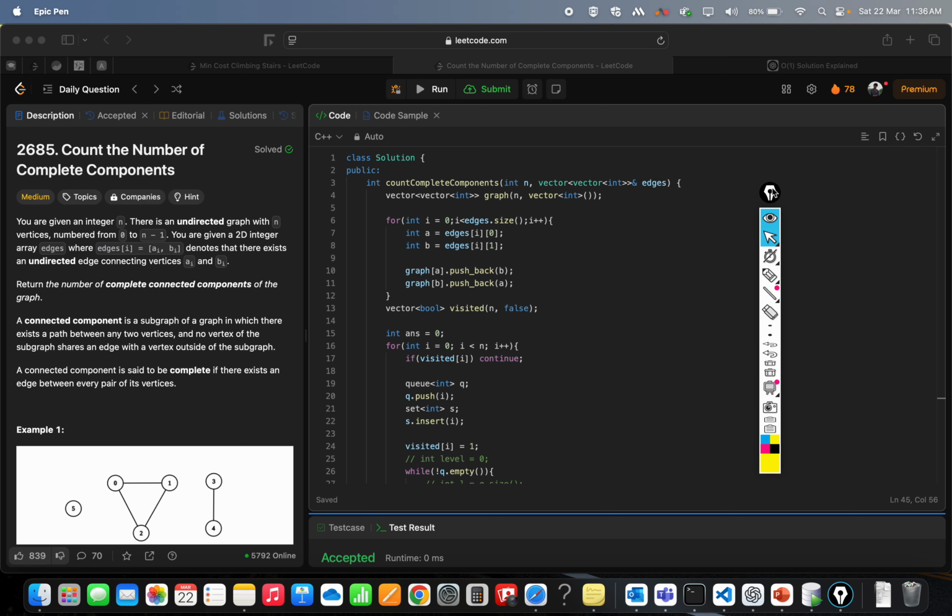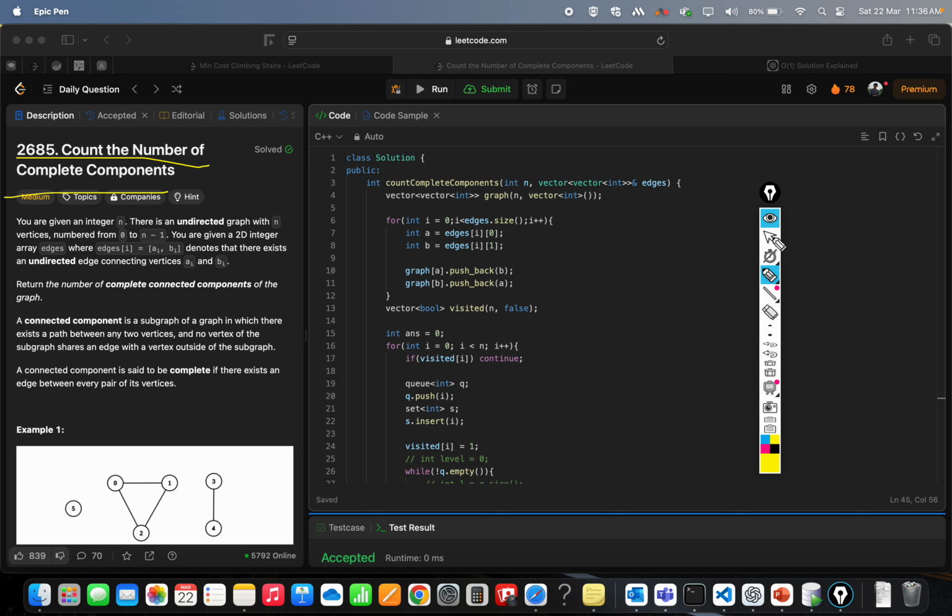So today is 22 March and we are gonna solve the LeetCode problem of the day. Today's problem is a medium problem and it belongs to graph. The problem is to count the number of complete components. Okay, and what is a complete component?